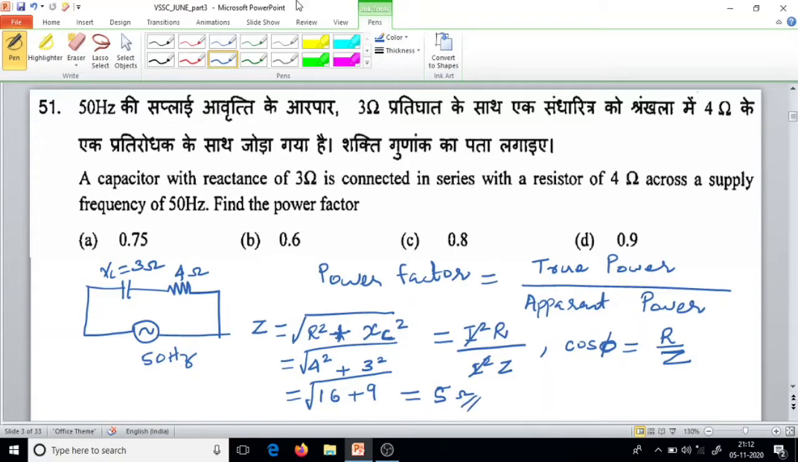Now what is the power factor? Power factor cos phi equals R. What is the value of R? R equals 4 ohm divided by 5 ohm, that is the impedance, which equals 0.8. So for this question number 51, the answer is option C.